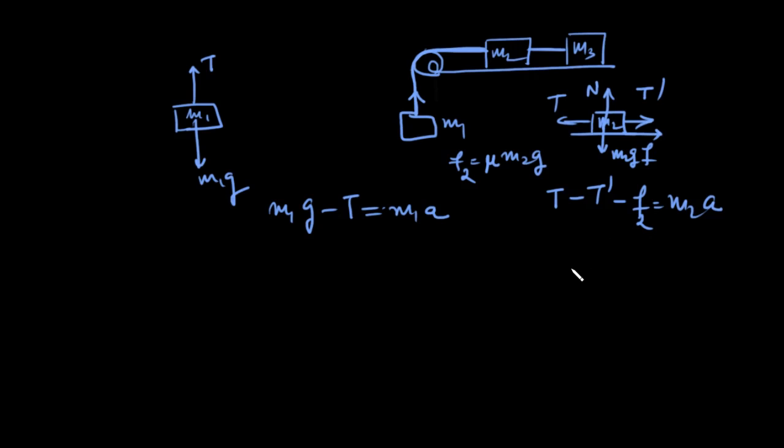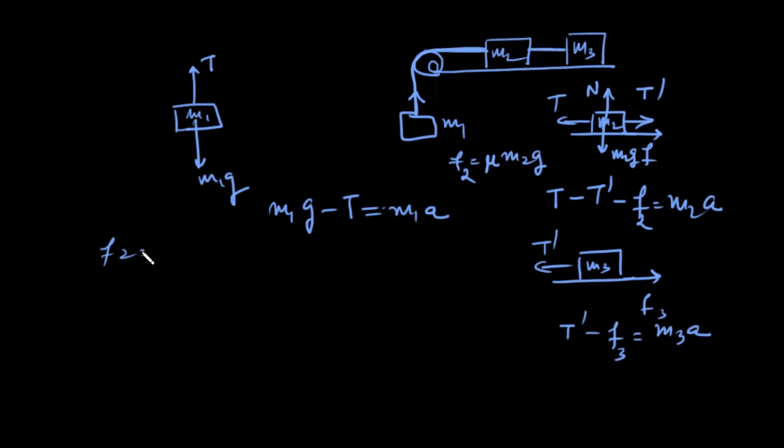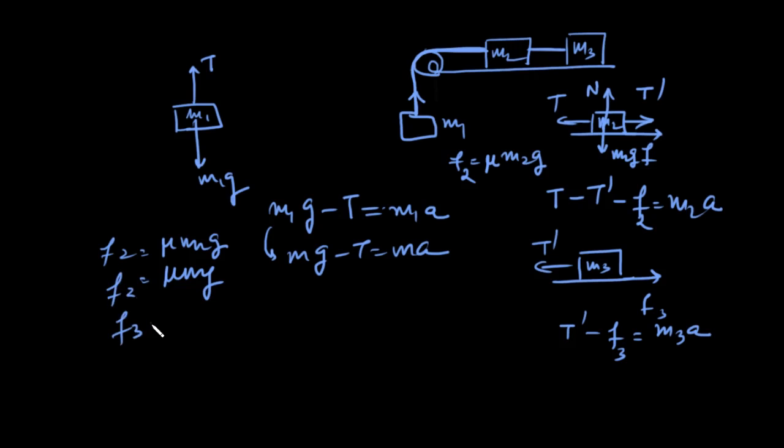Now on 3, if we see, only T dash is acting and friction is acting. So this would be T dash minus F equal to m3a. As m1, m2, m3 are the same, this is F3. F2 was mu m2g, so this would be mu mg if I assume m1, m2 and m3 equal to m. So this equation would be mg minus T equal to ma. F2 would be equal to mu mg, and this would also be equal to F3, which is also mu mg.